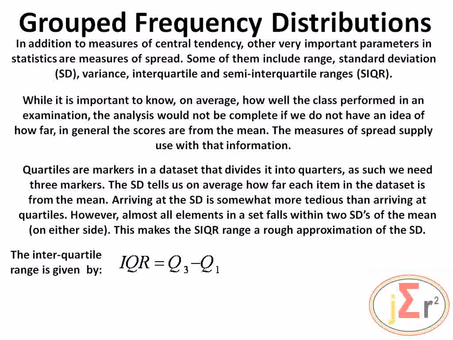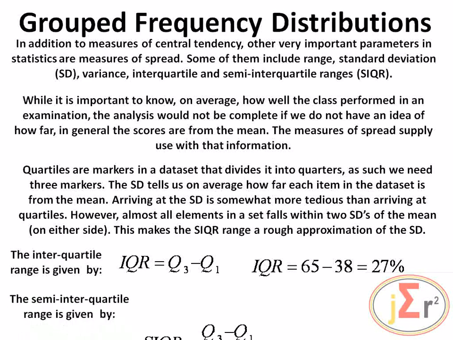So the interquartile range is given by Q3 minus Q1. And we remember Q3 is 65 and Q1 is 38. So the interquartile range is the difference between the two, which is 27. And of course we are talking about marks out of 100, so we are talking about percentages. So that is 27%.